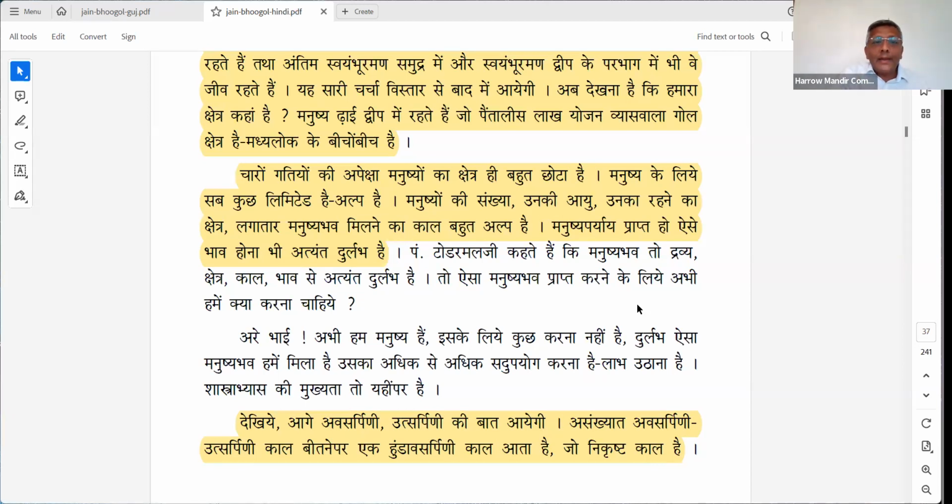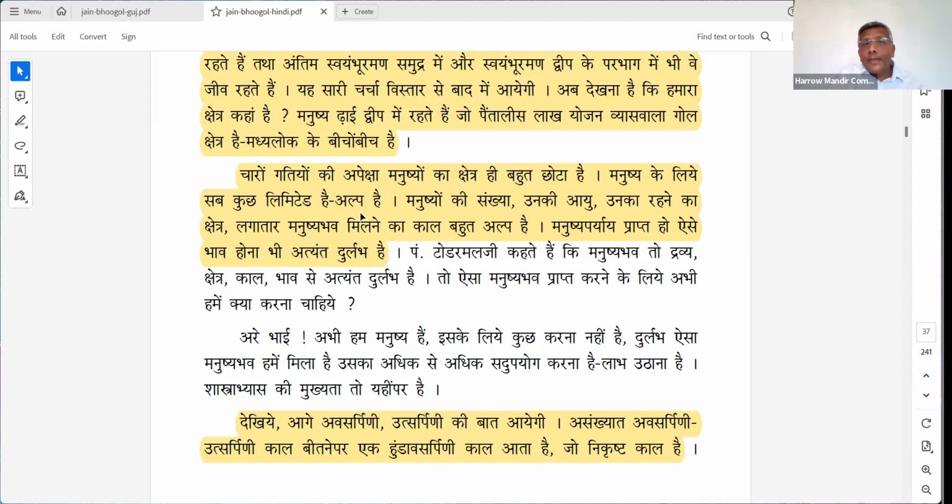So humans occupy the least space. They only occupy 2.5 islands. That's a very small area when you compare it to the whole lok. If we just read this paragraph: manushya gati ki apeksha, manushyo ka kshetra hi bahut chota hai. So they occupy the least space. Manushya ke liye sab kuch limited hai, alp hai. So it is very rare to be a human. That's what I'm saying. To be a human in the whole lok is extremely rare.